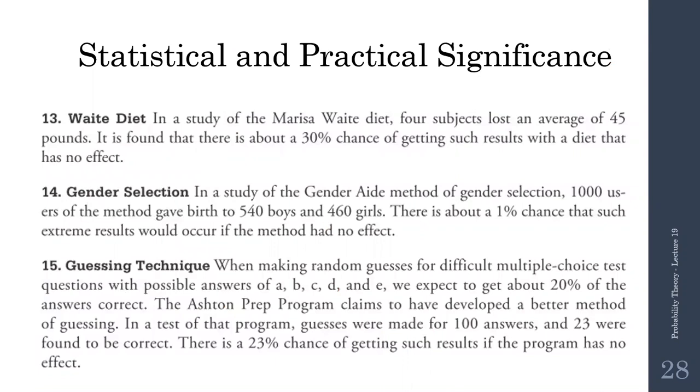Weight diet. In a study of the Marisa weight diet, four subjects lost an average of 45 pounds. It's found that there is about a 30% chance of getting such results with a diet that has no effect.